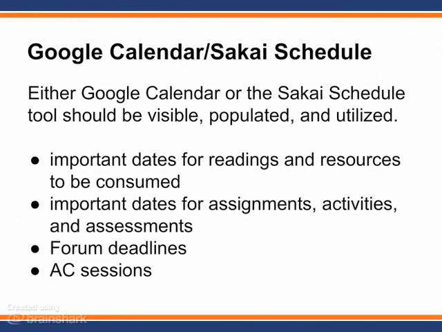So of course your students need to know when is everything due. So all dates and deadlines should be stated and incorporated into your course. You could use the Google Calendar tool, or you can use the Sakai schedule tool. Make sure you include important dates for everything, such as when is the reading due, when important assignments and activities are due throughout the week, when should they post for the first time to the forums, to the second time to reply, and when are the live sessions.